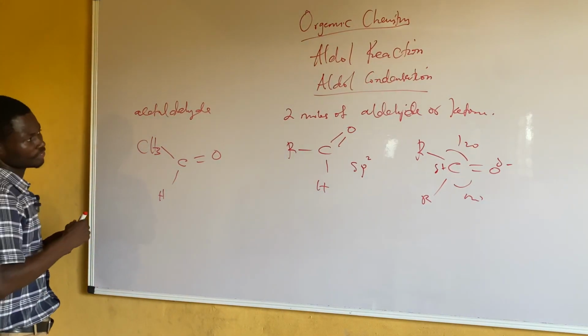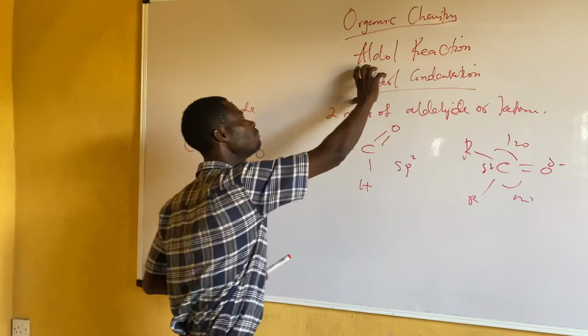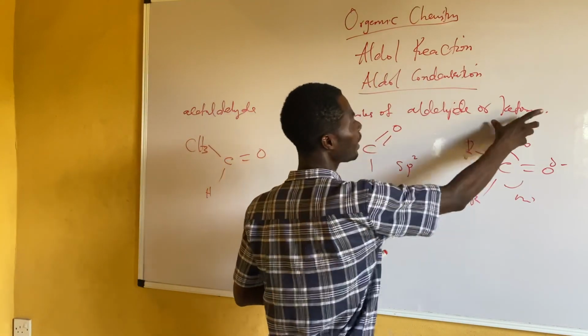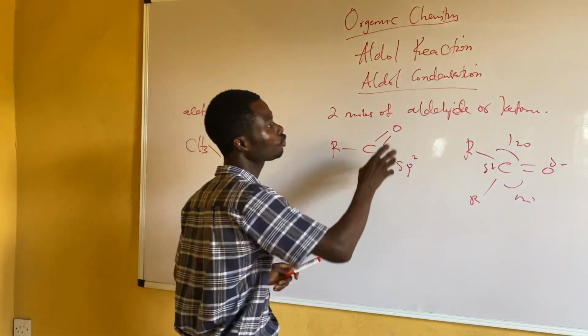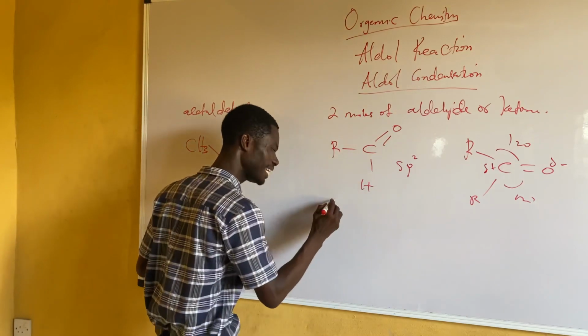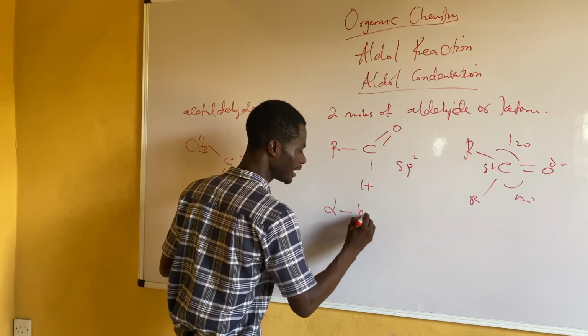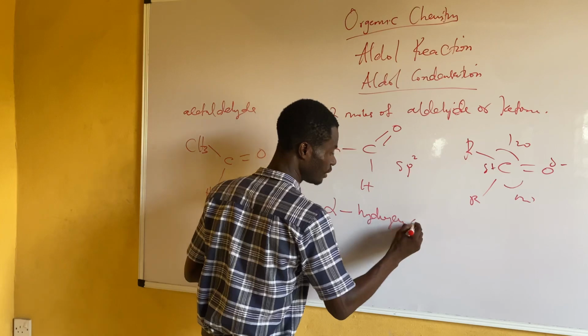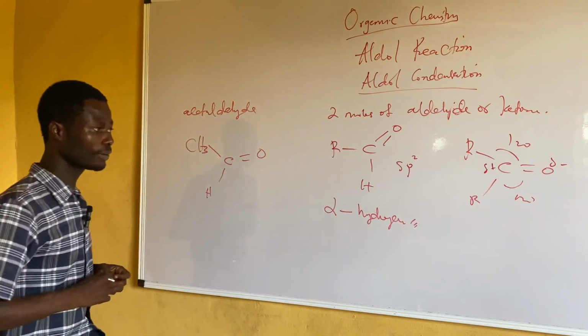But now listen to this. Essentially, for any compound of an aldehyde or ketone to undergo an Aldol condensation, there's a necessity of what? An alpha hydrogen. This is very important. Is that okay?